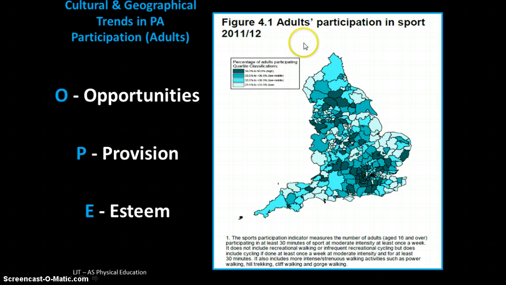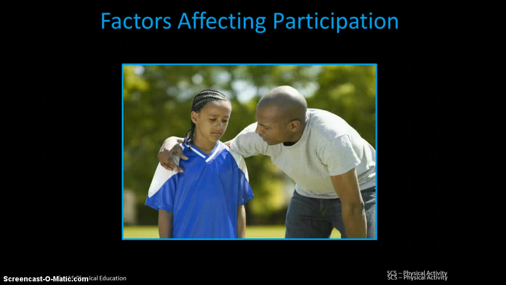Well, this image actually is relating to adults, but there is a point behind this image. So this relates to the lighter colours being lower proportion of activity, and the darker colours where the adults do a higher level of participation. And what you can see, there are clearly different sociocultural or geographical areas where participation is higher or lower, and there might well be reasons for this. So what are the things that affect people's participation in physical activity?